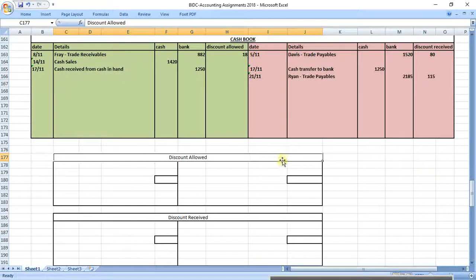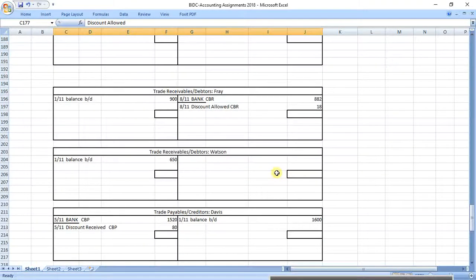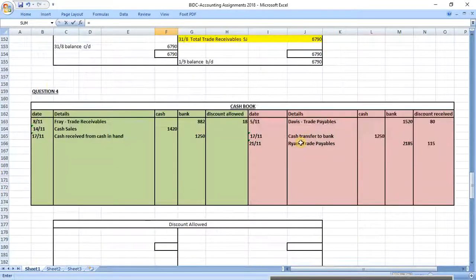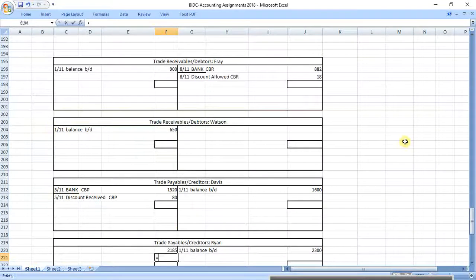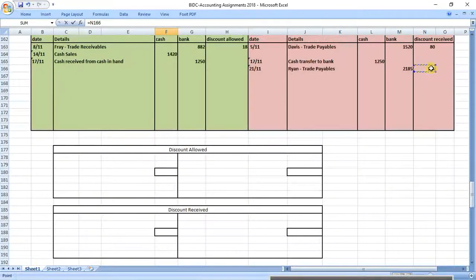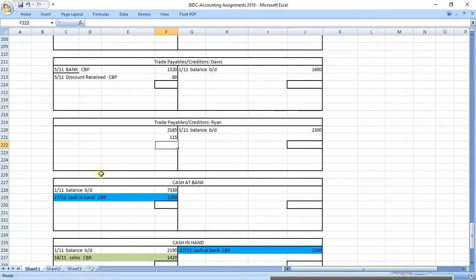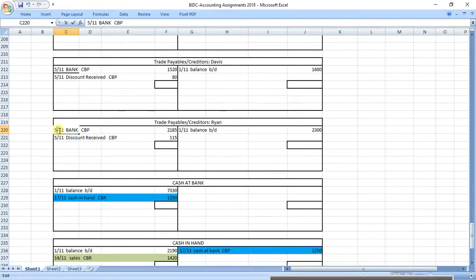Okay, let's record that. Don't forget to put that into the T account for Ryan. Where's Ryan's account? Here it is. Ryan's account is going to go down with that and the discounts. There's two amounts, and I'm going to record everything as is. Ryan is a creditor, so I would have made a payment and I would have received a discount. CBP or CBR? CBP, it's a payment. What day? 21. Okay, so that's another one complete.